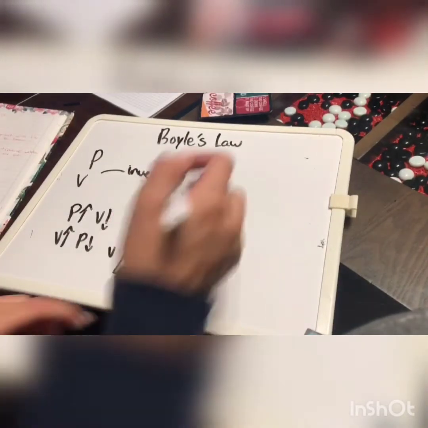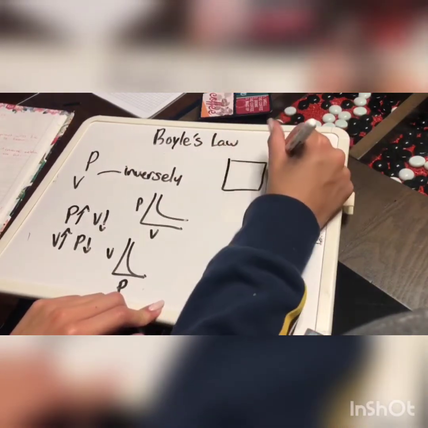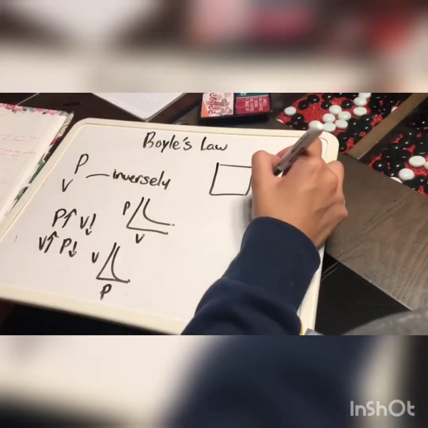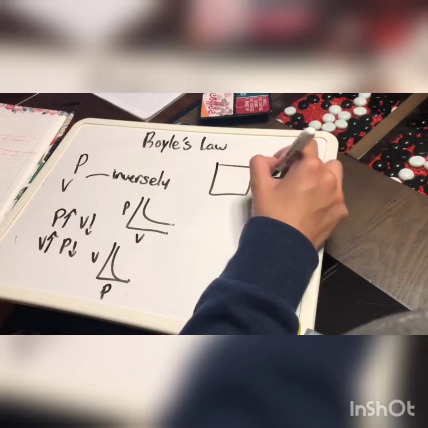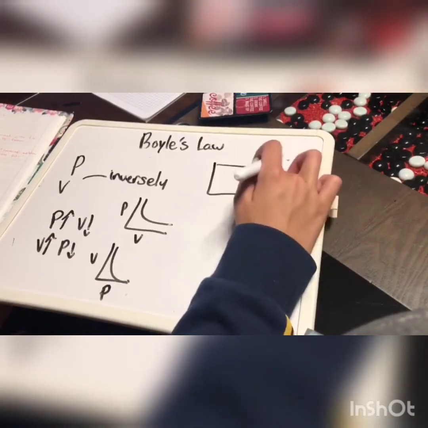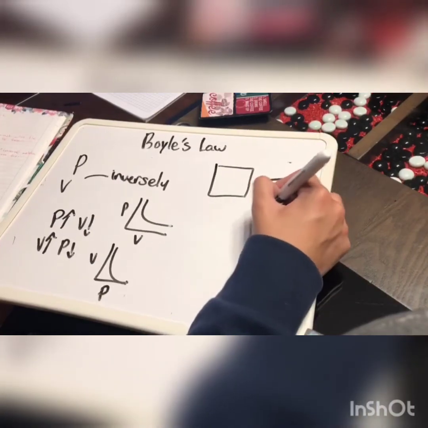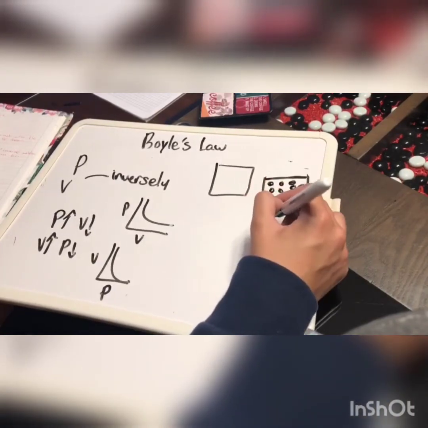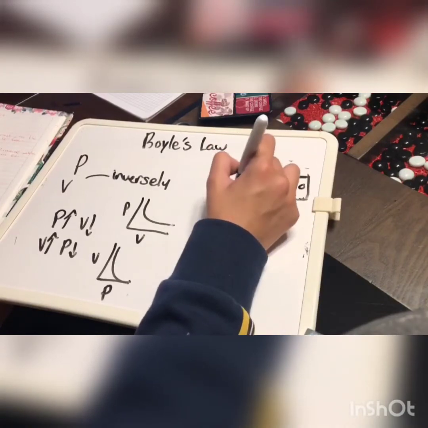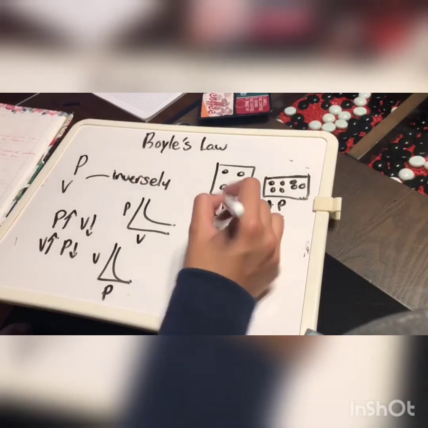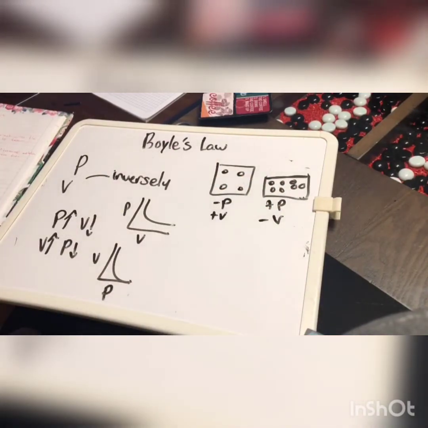And in a drawing we can represent it like this. We have two recipients, one with less volume, and the particles will be more compact, so it has more pressure and less volume. And in this one we have less pressure but more volume. So now we are going to do an exercise.